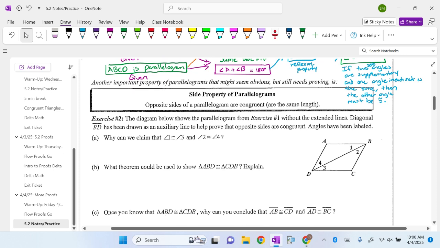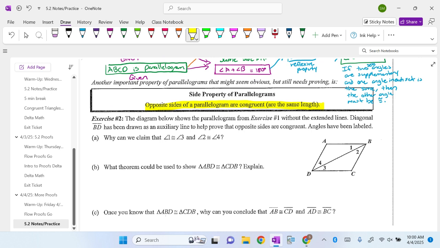So, a side property of parallelograms is that opposite sides of a parallelogram are congruent and they are the same length. So, why can we claim that angle 1 is congruent to angle 3 and angle 2 is congruent to angle 4? Why can I say that these two angles are congruent and these two angles are congruent? Because they're alternate interior angles. If we're looking at parallel lines, and this is the transversal, those are clearly alternate interior. They're on opposite sides of the transversal.